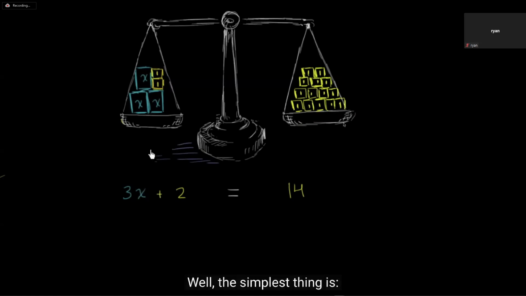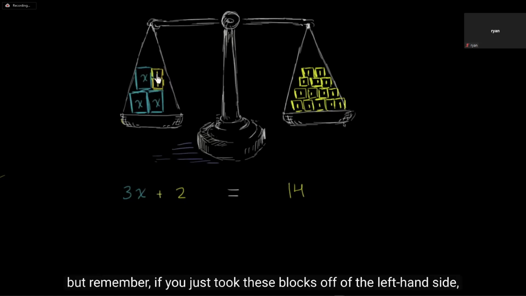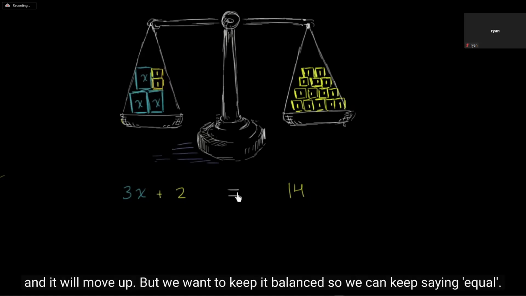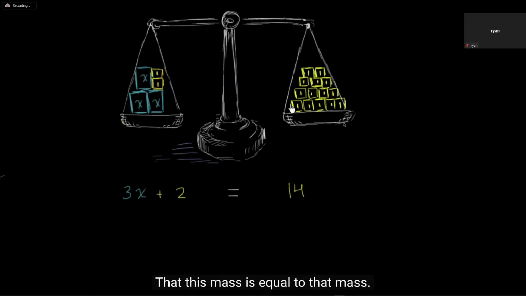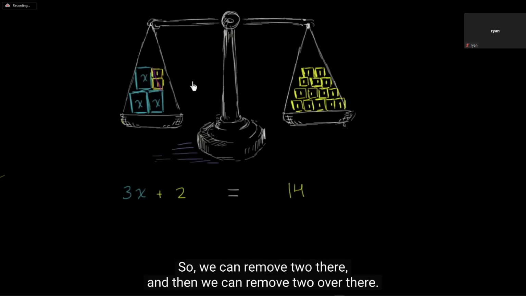Well, the simplest thing is, you could take these 1 kilogram blocks off of the left-hand side. But remember, if you just took these blocks off the left-hand side, and it was balanced before, now the left-hand side will be lighter and it'll move up. But we want to keep it balanced so that we can keep saying that this mass is equal to that mass. So if we're going to remove 2 blocks from the left-hand side, we need to remove 2 blocks from the right-hand side. So we can remove 2 there, and then we can remove 2 right over there.